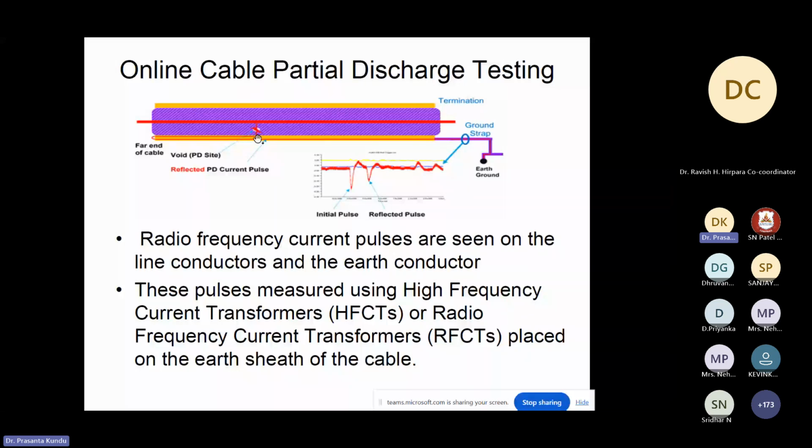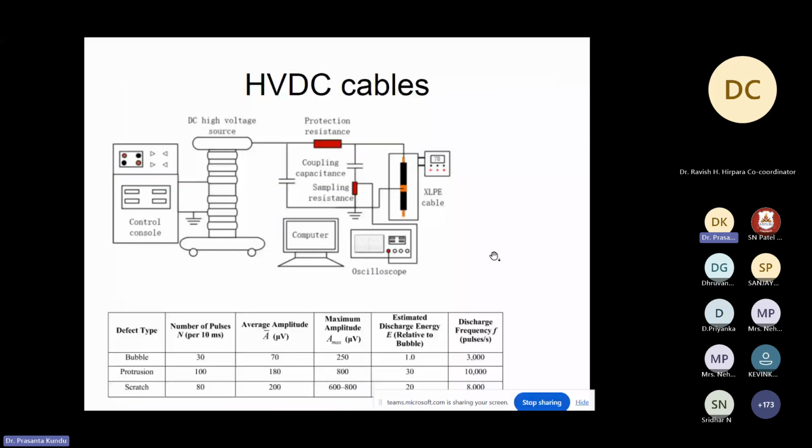Cable can also be tested in the laboratory for sample cases, not for a long length. Here also there is a specified length, 1 meter or 1.5 meter, not the total length. If a sample is connected, specifically an HVDC cable, we apply DC voltages for measuring the partial discharges in the HVDC cable.